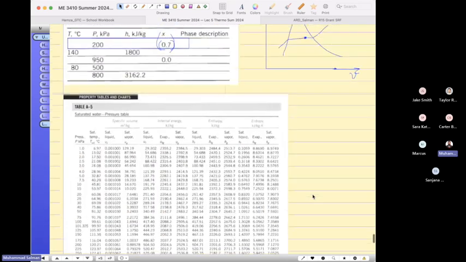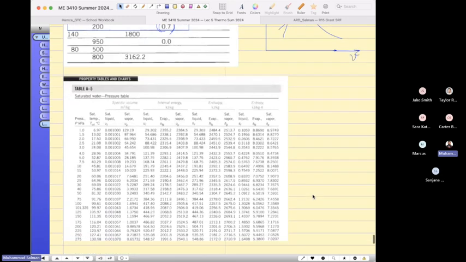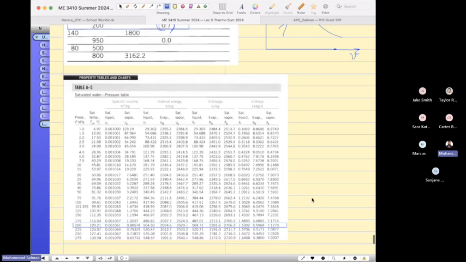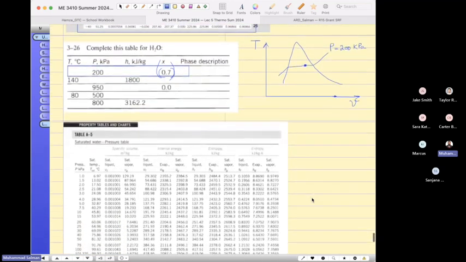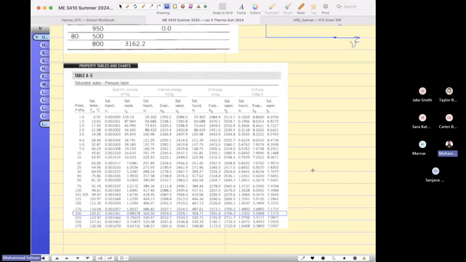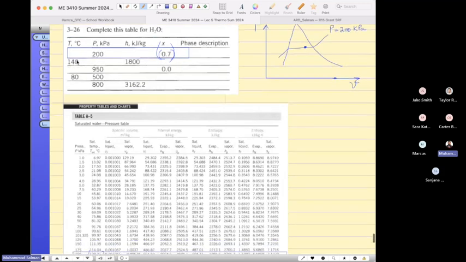Okay, in this pressure table I'm looking at 200 kilopascals. I will draw a rectangle, and all these values are under my focus. I need the temperature. Can you please type in the chat box what the saturation temperature is at 200 kilopascals? Good. Sarah is correct. Taylor is correct. Good job, guys. So this is my answer for the first row, 120.21.